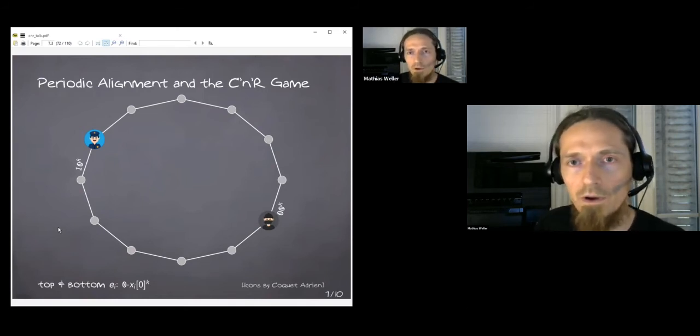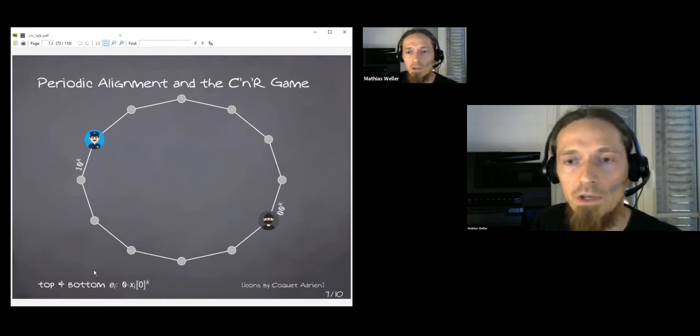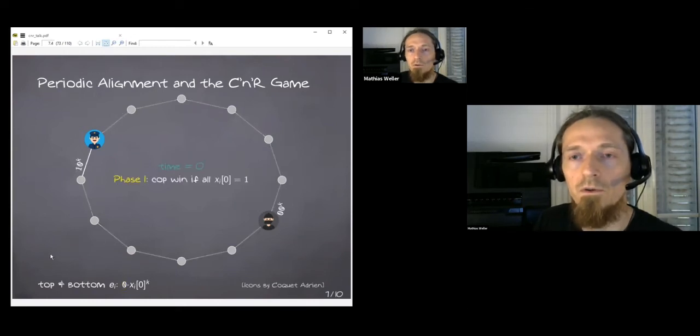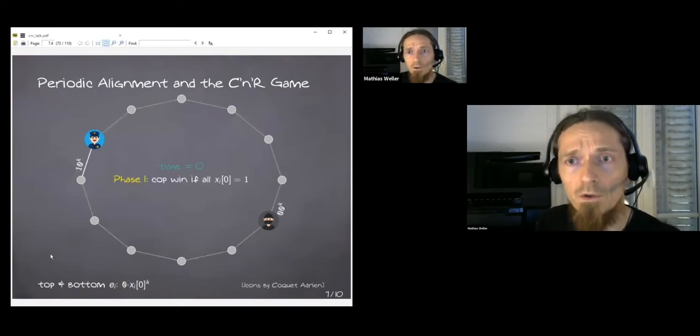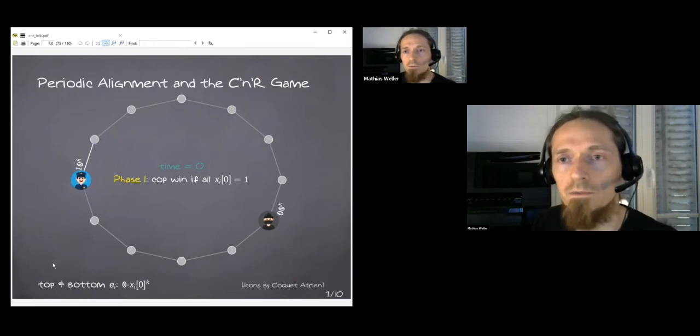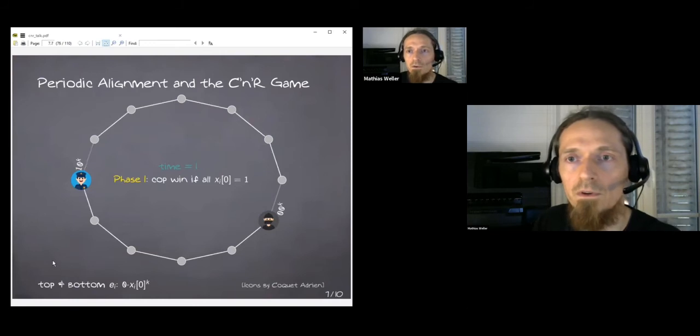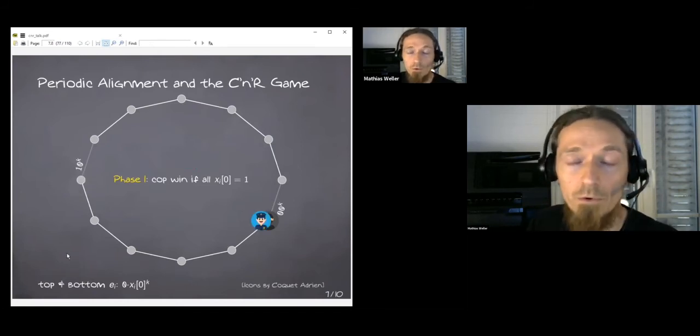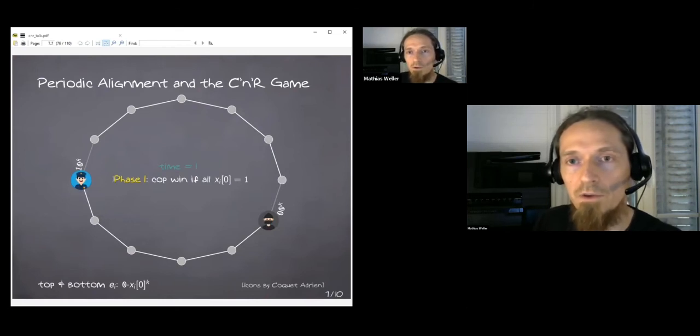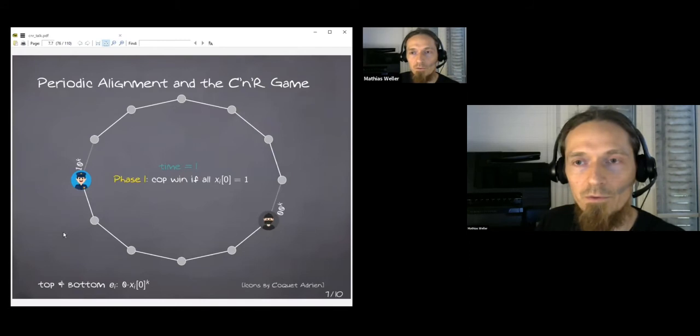And so put some stuff there, and let's see what happens in the game that we have so far. First, everything here is 0, here is 1, and here is 0, so it looks like this at time 0. The cop may now just move along the edge. It's fine. No one else can do anything, so we get to time 1, where if all the sequences have a 0 at the first position, the cop is now able to pass all these guys and catch the robber. So that's why it's called phase 1 cop win if all the first positions are 1, sorry.